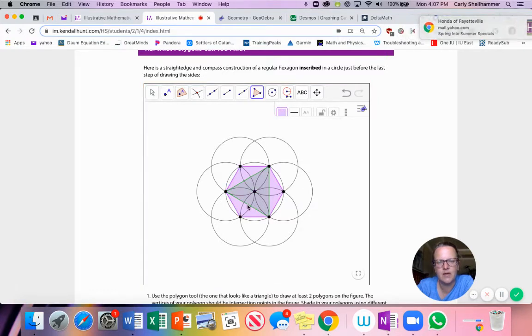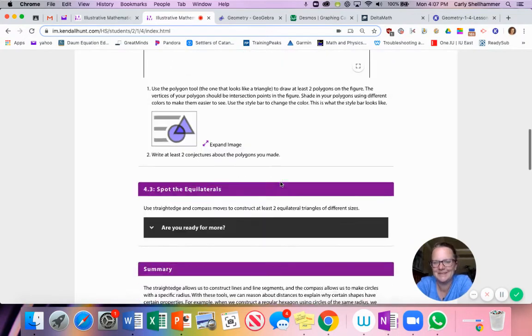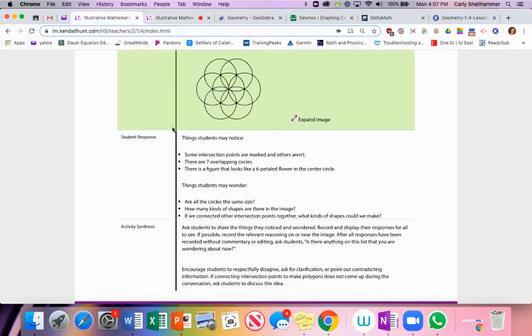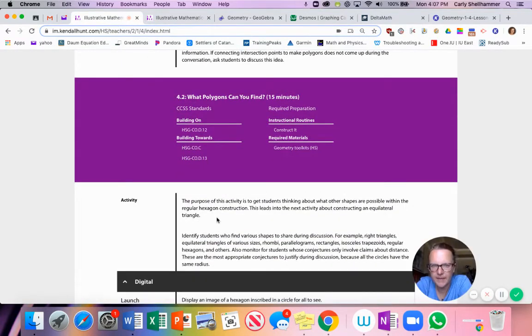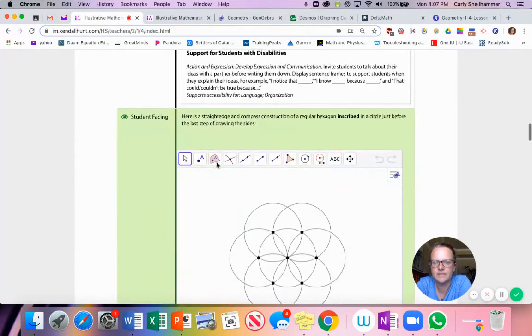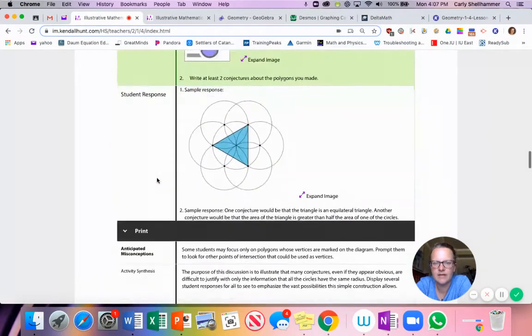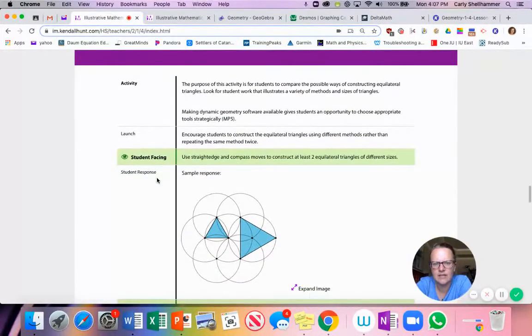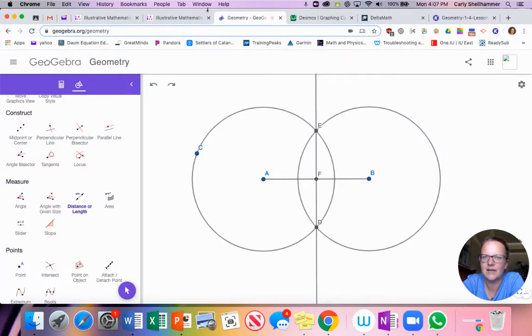So the regular hexagon is purple and the triangle is green. Awesome. So use the straight edge and compass moves to construct at least 2 equilateral triangles of different sizes. Let's see what we're doing here. I did look through the teacher's book, but I did this. So there's my regular hexagon on the inside. We did that. And now this one.